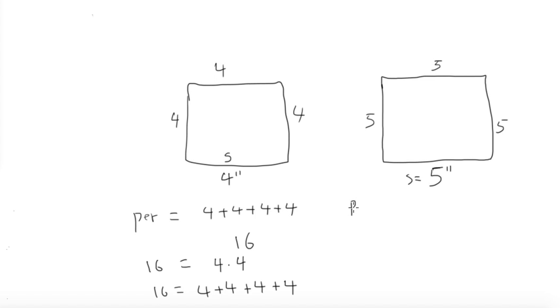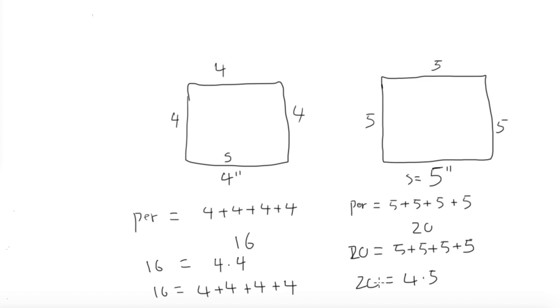Well, then perimeter equals 5 plus 5 plus 5 plus 5. Well, that's going to equal what? 20. 5 plus 5 is 10, plus 5 is 15, plus 5 is 20. So the perimeter is 20. And 20 equals 5 plus 5 plus 5 plus 5, or you could rewrite that as 4 times 5.